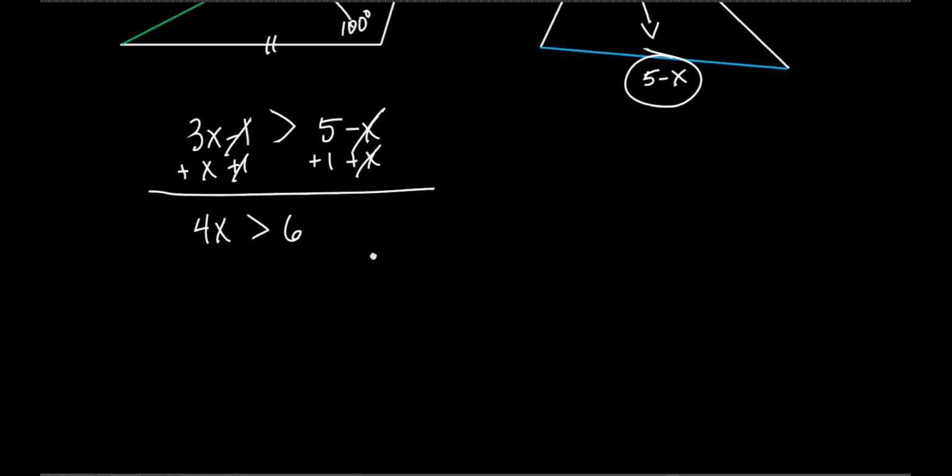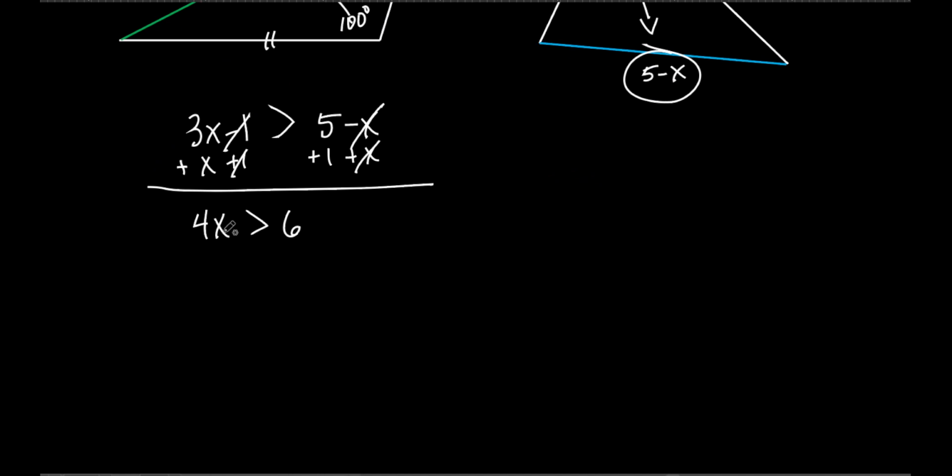Now what do we do? We got to get rid of 4 because I want x by itself. How do I get rid of that 4? Divide it by 4. Okay, so the 4's cancel. X is greater than. Let's reduce this. Let's not keep it 6 over 4. What does that reduce to?